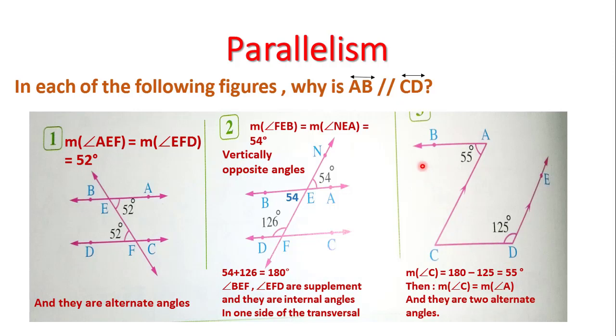Okay, so we said that two straight lines are parallel if we find any two alternate angles equal in measure, or any two corresponding angles equal in measure, or any two interior angles supplementary. In this case, we said that the two straight lines are parallel.